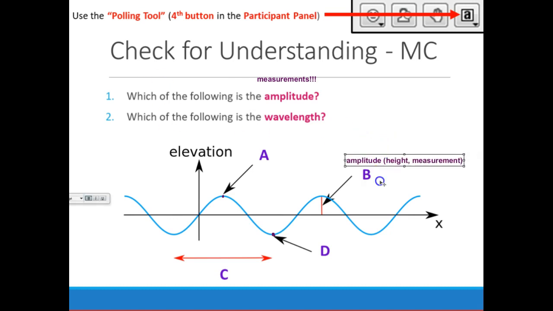All right, cool. Now, what about the wavelength? Which one is the wavelength? Tell me using the polling tools, which one is going to be the wavelength? Again, wavelength is also a measurement. Wavelength is also measured in meters, centimeters, inches, and so on and so forth. The length of a wave, literally the length of a wave.